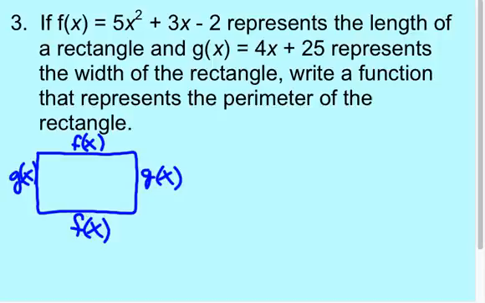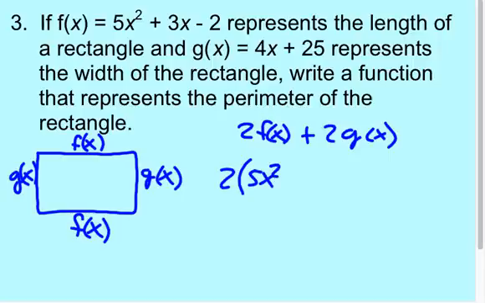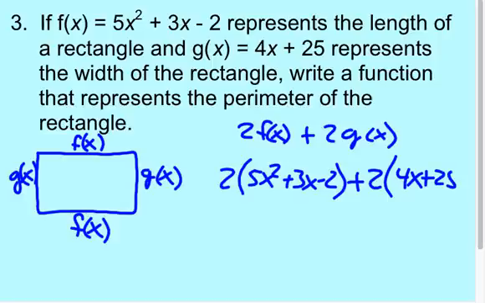Well, the perimeter is the sum of all the sides. So if you add all these up, f of x plus f of x is 2f of x, plus 2g of x added together. That's 2g of x. I'm just going to take 2f of x. Well, that's 2 times f of x, which is 5x squared plus 3x minus 2, plus 2 times g of x, which is 4x plus 25. So I would just simplify this down then, and that would be your function for the perimeter. We could call this p of x, the whole thing, perimeter function.